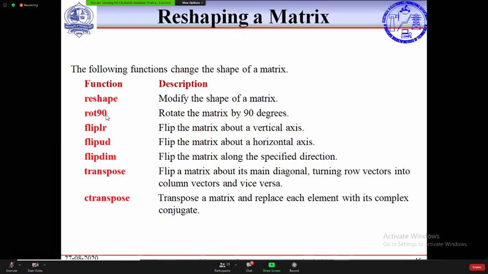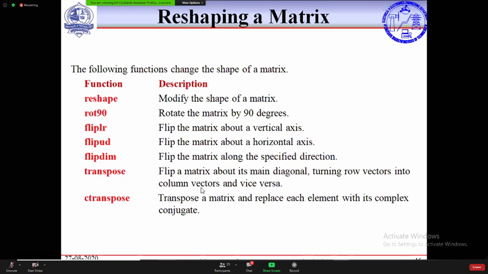Again, rotate 90 degrees: rotate the matrix by 90 degrees. Flip LR: flip the matrix about a vertical axis. Okay, vertically you want to flip it. Flip UD means flipping about a horizontal axis. Flip dimension means in what way you want to flip it, in rows and columns. Flip the matrix along the specified direction.